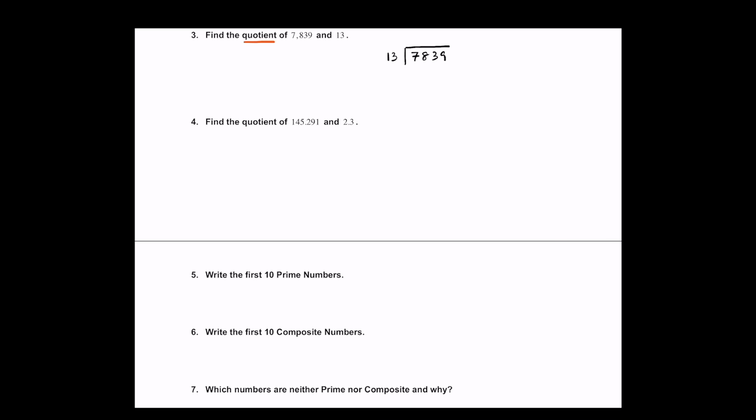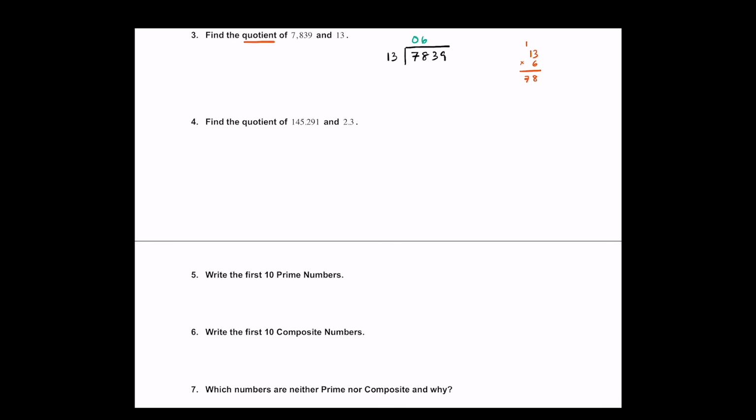13 doesn't fit into 7, so you can either leave it blank or put a 0. Then 13 times what gets you close to 78? Well, I'll go ahead and just write it out, but let me try 6. I think that might get us close, if not actually be the number. That's going to be 78, so 6 is the number we're looking for.